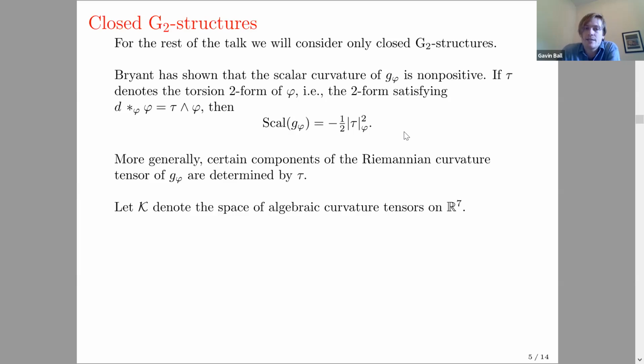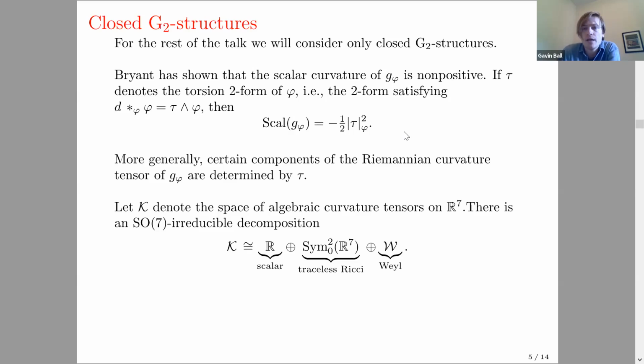So if K is the space of algebraic curvature tensors on R7, say, then there's an SO7 irreducible decomposition of K. It's well known in Riemannian geometry. It decomposes into a trivial piece, symmetric traceless 2-tensors, and then a space that corresponds to the Weyl curvature. So this corresponds to the scalar curvature, the traceless Ricci curvature, and the Weyl curvature.